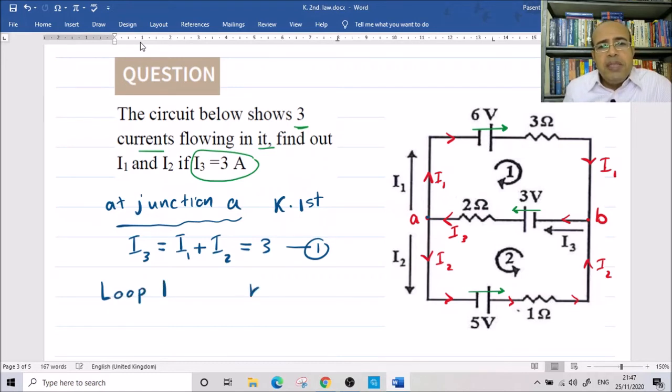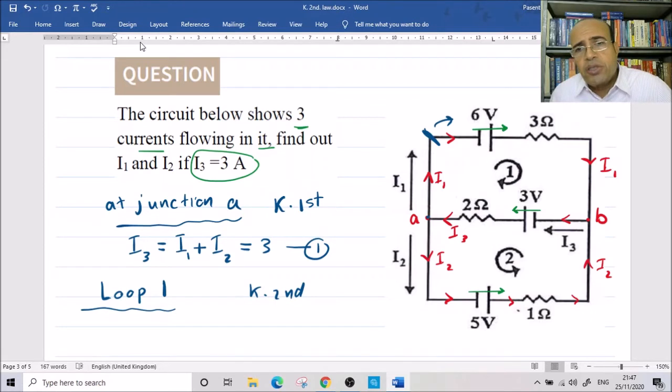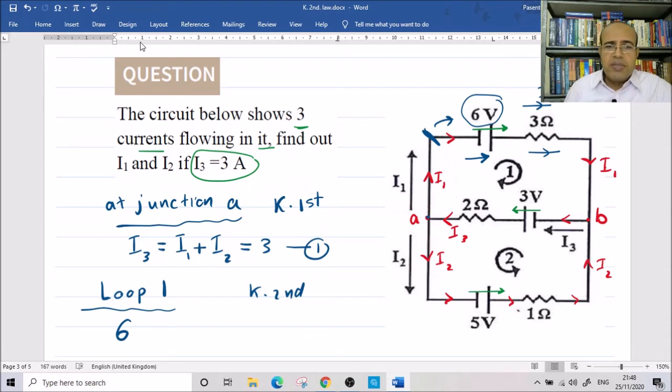Loop 1 means Kirchhoff's second law. When you choose a loop, start at a point and end at that point. I start at this and I go in this direction because this is the direction of the loop. It is the same as the direction of a charge carrier. So 6 volt is positive. Now, the current here is I1 and the resistor is 3, and this is the direction of the loop, so it's negative. The resistor is negative 3 I1.